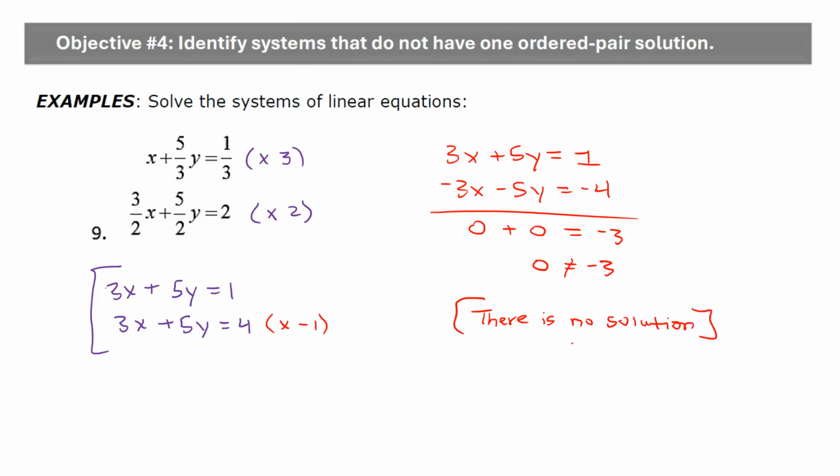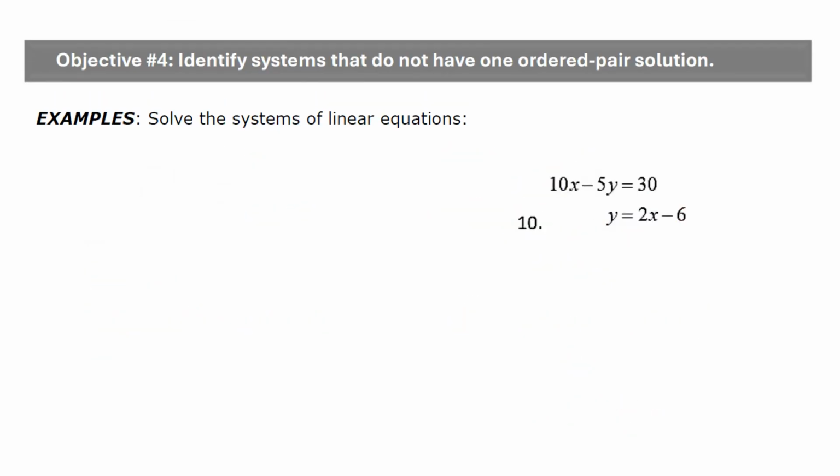Okay? This is what you would call an inconsistent system. Okay? So when you are solving and you get down to the point where you have 2 values that are not equal to each other, you would have no solution. All right, let's do number 10.